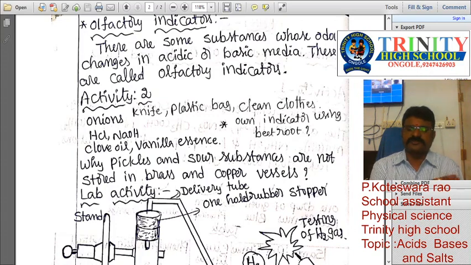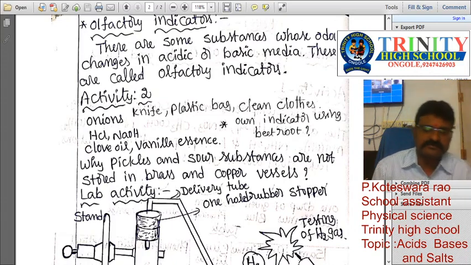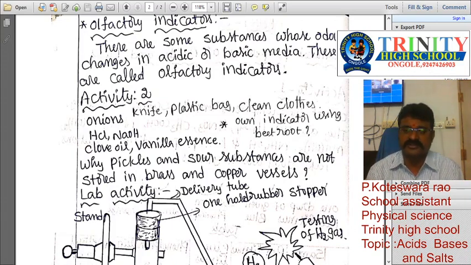Because there is one substance, we want to add 1 or 2 drops of acid. If you observe the smell, it is quite different from the normal condition. If you take a liquid, it doesn't have any smell. But if you add 1 or 2 drops of olfactory indicators, then its smell or odor changes. So that type of indicators are called olfactory indicators. How can you explain these olfactory indicators? These olfactory indicators we can explain with the help of an activity. It is nothing but the second activity. So what about the second activity?